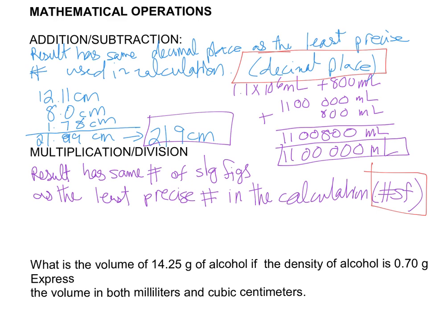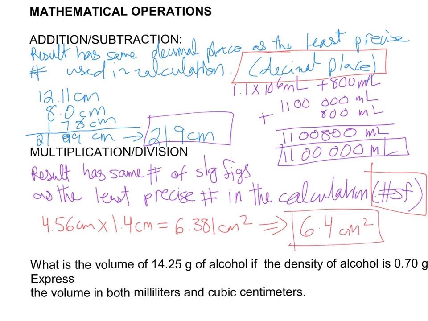So for example, let's say that we have 4.56 centimeters times 1.4 centimeters. If you punch that into your calculator, you get 6.381 centimeters squared. So this number has 3 sig figs, this number has 2 sig figs, so your answer should have only 2 sig figs. So then that would round to 6.4 centimeters squared. So again, with multiplication and division, what we care about is the number of sig figs. For addition and subtraction, what we care about is the decimal place.